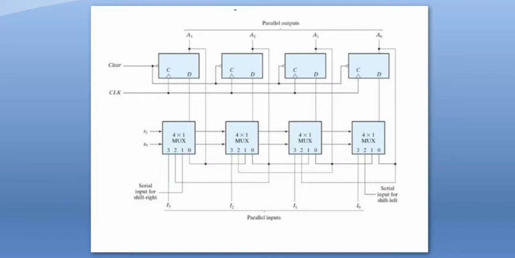Now, for 0 0, what operation should be done? The output should not change. So I am coming from the MSB. For the MSB flip-flop, what should the output be? If you remember the truth table, for 0 0 it should not change. So I connect the A3 output back to the multiplexer's 0 input. The fourth flip-flop output will be connected to the fourth multiplexer's 0th input. Again, the third flip-flop output will be connected to the third multiplexer's 0th input.